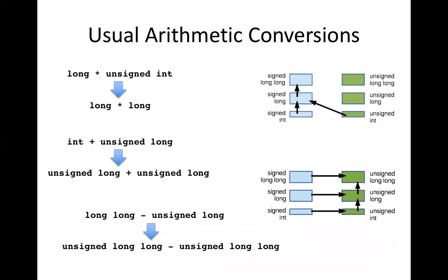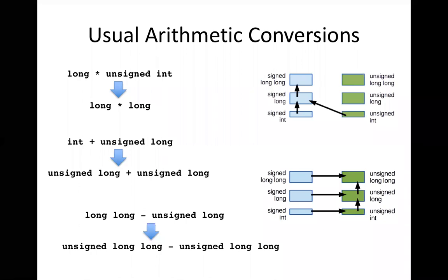So I've got some examples here, and here I'm trying to show off those last two rules. If you've got a long times an unsigned int, well, the long is big enough to hold everything the other one could hold. So it's going to convert the unsigned int to a long before it does the math. If you've got an int plus an unsigned long, it's kind of the other way around. The int type is not big enough to hold everything the unsigned long can. So here it's going to favor the unsigned type. It'll use the unsigned version of the higher ranked type, which here is just going to be unsigned long. So it'll convert the int to unsigned long.